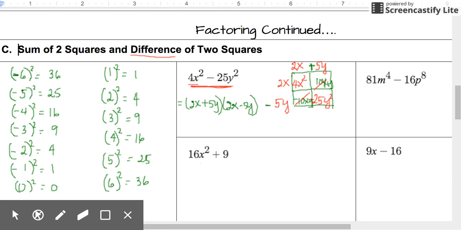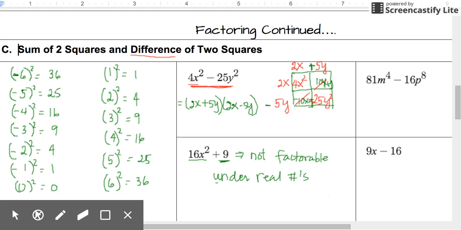All right. Now, we notice that 16x squared is also a perfect square, and 9 is a perfect square too. However, this is not a difference of two squares. If we have a sum of two squares like this, we cannot factor it like we did the difference of two squares. So we'll just say this is not factorable under real numbers. For now we just want to find factors that are real numbers.